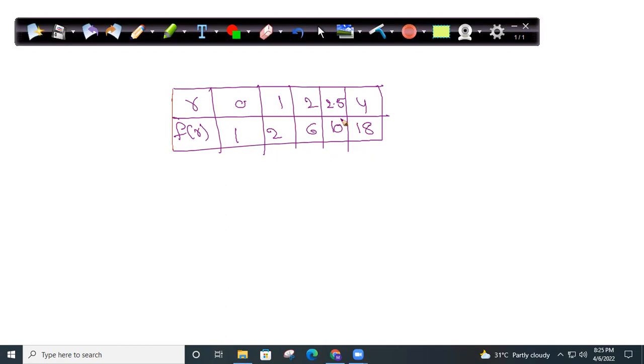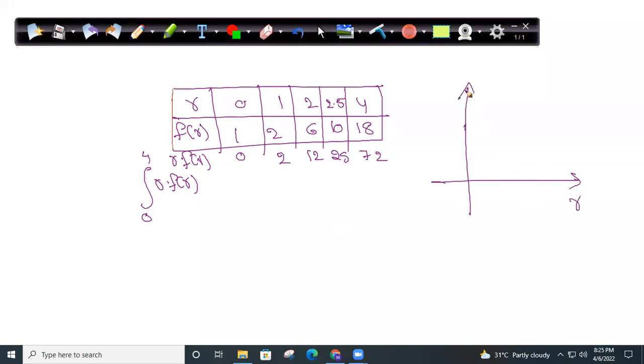Now, what they're asking is to find the integral of 0 to 4 r into f of r dr. I want to find it using the left Riemann sum. So first find r into f of r: 0, 2, 12, 25, and 72. Now my function's x-axis is r and y-axis is r into f of r. The points they have given are 0, 0; when x is 1, y is 2; 2, 12; 2.5, 25; 4, 72.